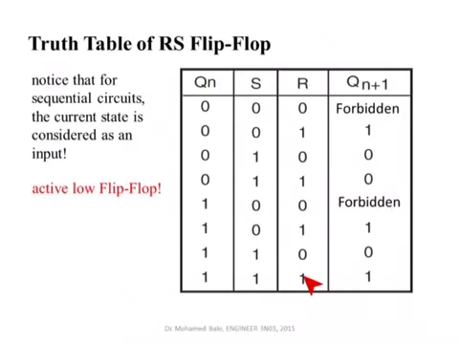1 and 1 means do not change. So if you have 1 and 1 for the R and S inputs, and Qn was 1, Qn plus 1 will also be 1. If you have 1 and 1 and the current state was 0, the output will still be 0. It will not be changed. Okay, so this is the truth table of this RS flip-flop, and it shows you how the new state of the output depends on the current state and the inputs that we have. And this, as I said, is an active low flip-flop. You can build a similar truth table for an active high RS flip-flop.